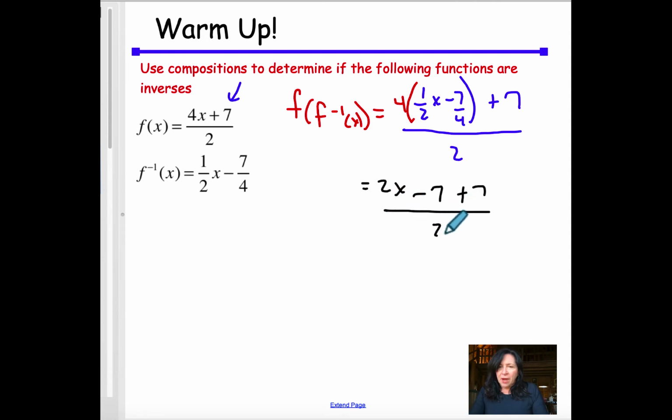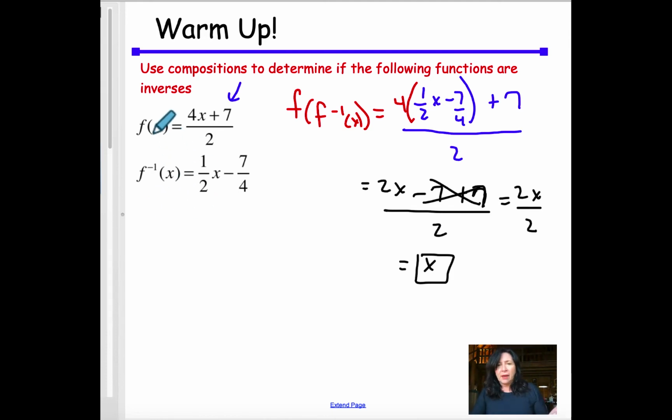And all divided by 2. So we know that -7 plus 7, these two are 0. So I end up getting 2x over 2, and that reduces to just x. So far, so good.